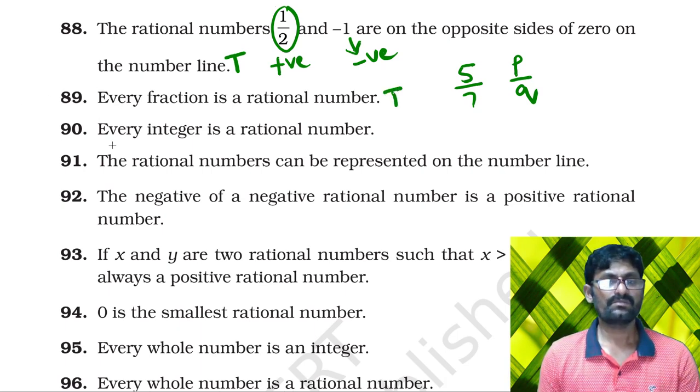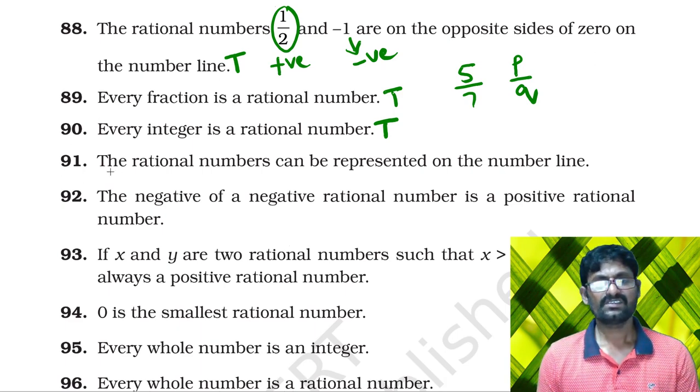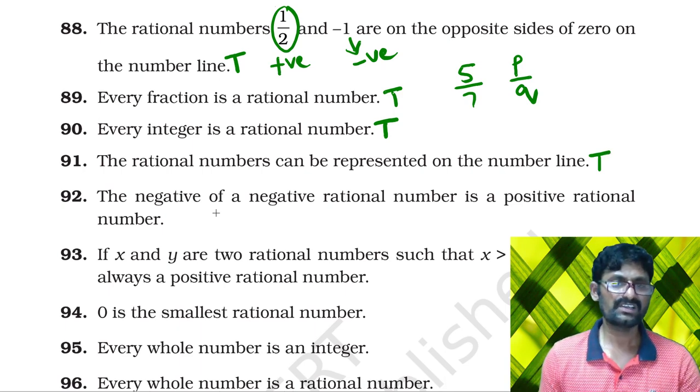Next, 90th problem. Every integer is a rational number. Surely this is also true. I think I need not explain much on that one. Next, 91st. The rational numbers can be represented on the number line. Yes, surely we can represent rational numbers on the number line. So this is a true statement.